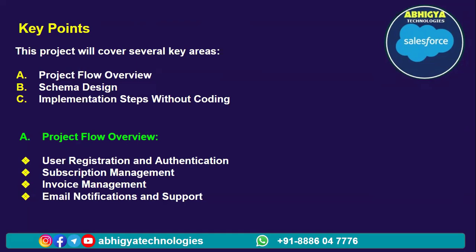Coming to the project flow: user registration and authentication, and subscription management, what they are subscribing to and what plans they are subscribing to. We have to cover that here, and we can generate the invoice, how to generate the invoice, we can capture the invoice details, and finally we can send email notifications and support to the users or customers. So this is the main area of the project flow.